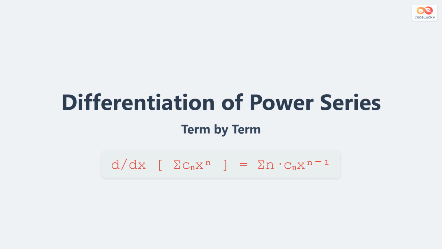Welcome! In this video, we will explore how to differentiate power series. We will focus on the straightforward method of term-by-term differentiation, which simplifies the process down to a familiar rule. The core formula we'll be learning is that the derivative of the sum of c sub n times x to the power of n is equal to the sum of n times c sub n times x to the power of n minus 1.